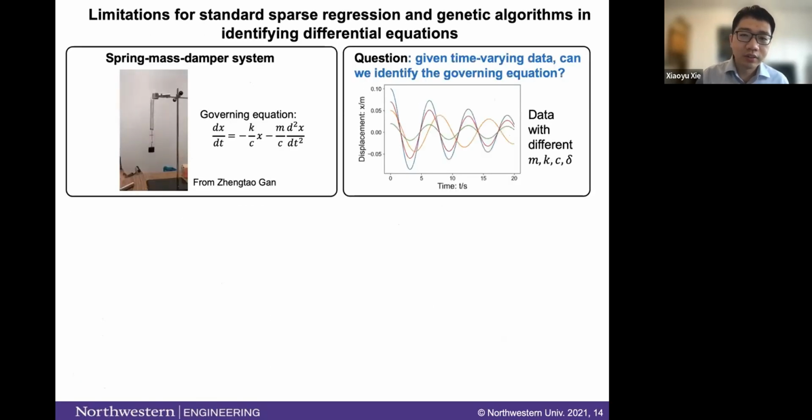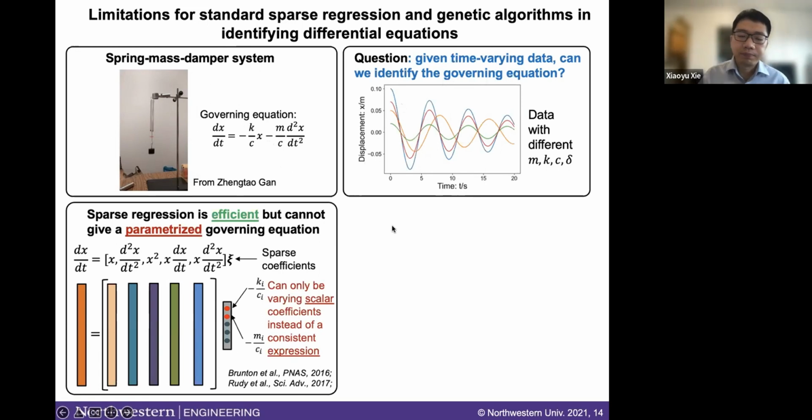The next thing is we try to understand how we can use dimensionless learning to discover differential equations. For example, if we take a look at this spring-mass-damper system, we already know the governing equation. If we change the mass, spring constant, damper, and the initial displacement, we can have different curves. So given this time-varying data, can we identify only one governing equation? Because this governing equation is this one. Suppose we only have data.